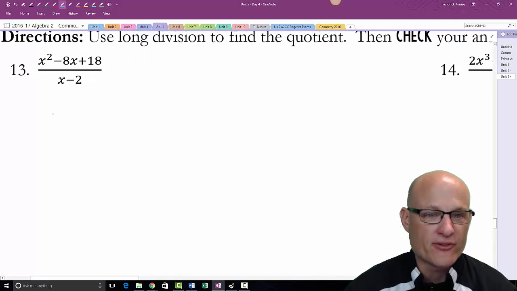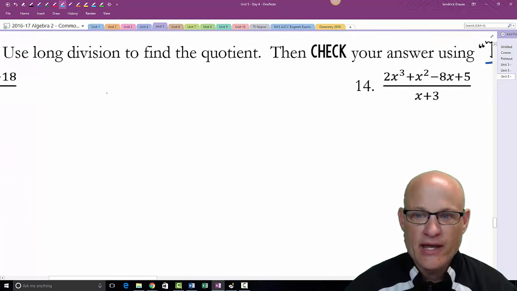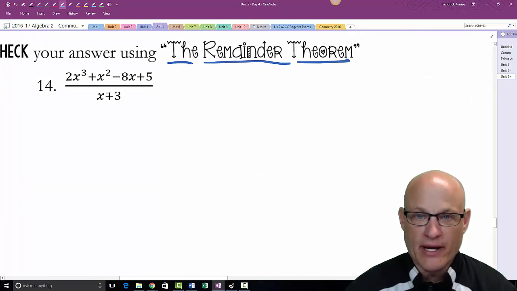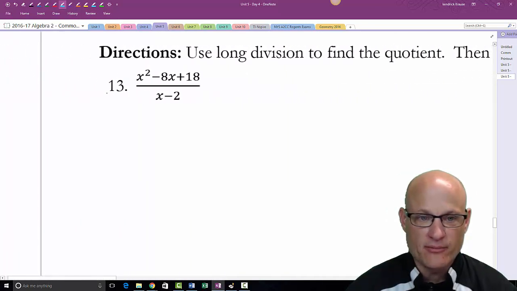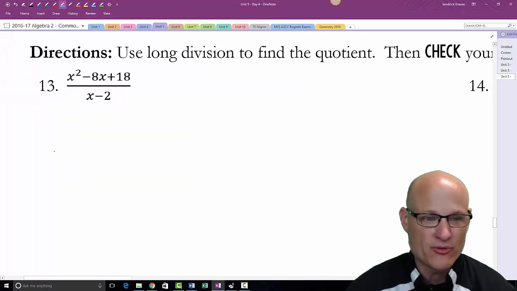All right, let's rock and roll on this thing. We have to use long division and then check your answer using the remainder theorem. All right, so here's what we're going to do. We have to do two things on each of these problems. So it's kind of like 4 problems. Let's do it. X minus 2.